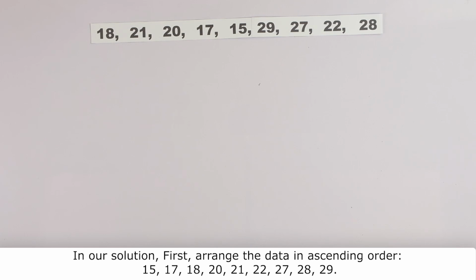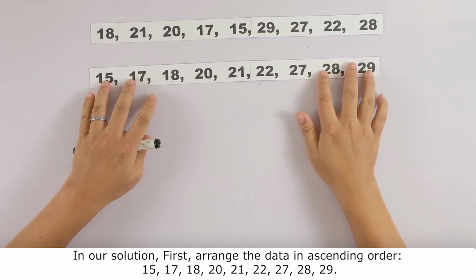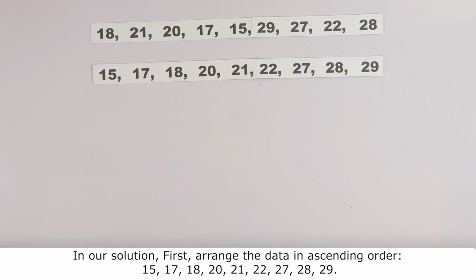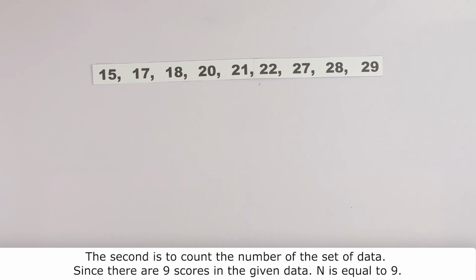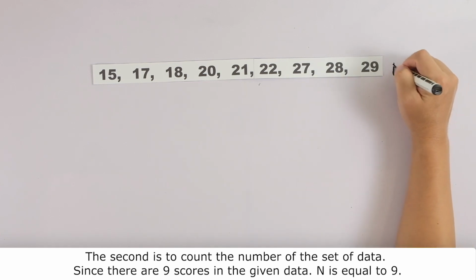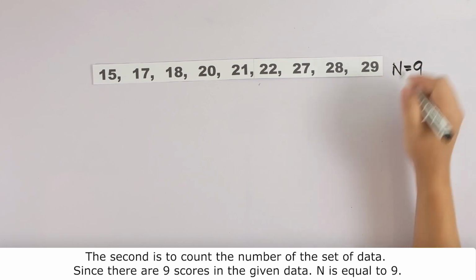In our solution, first arrange the data in ascending order. So if we are going to arrange the data in ascending order, we can now have 15, 17, 18, 20, 21, 22, 27, 28, and 29. The second part is to count the number of the set of data. So in this data, we can have n is equal to 9.